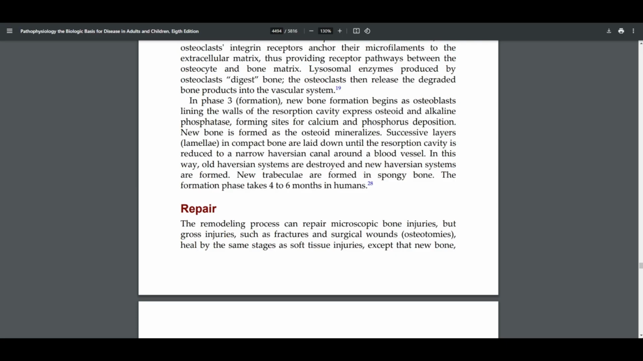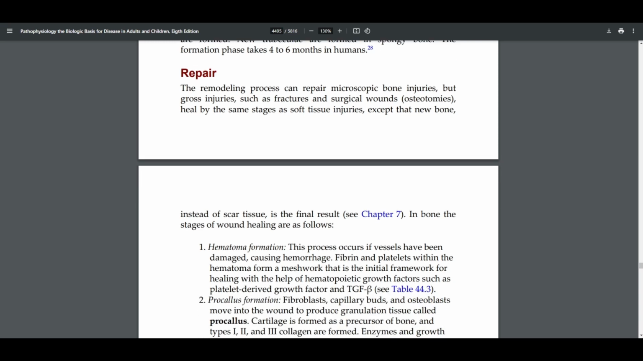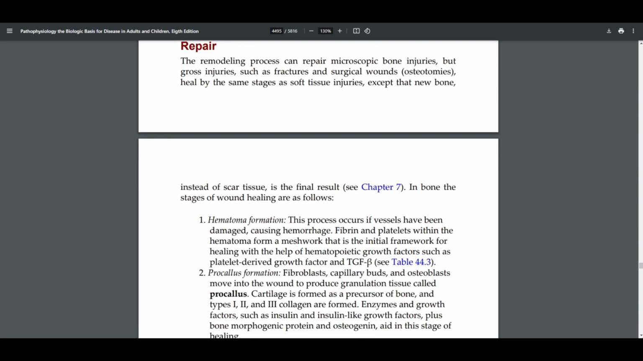a blood vessel. In this way, the old Haversian systems are destroyed and new Haversian systems are formed. New trabeculae are formed in spongy bone. The formation phase can take 4 to 6 months in most humans. So that leads us to repair.